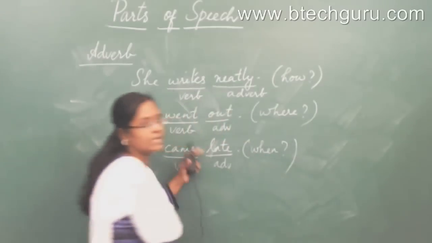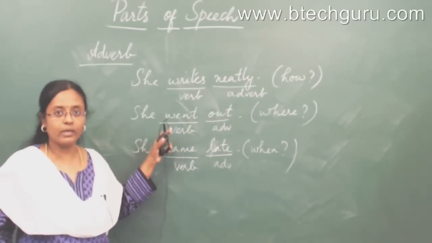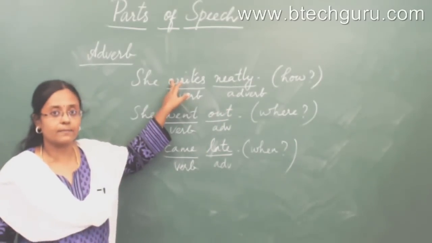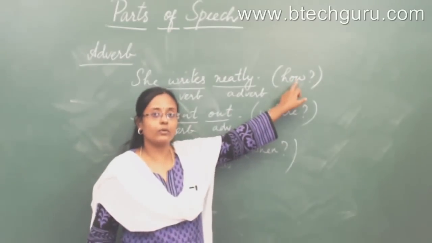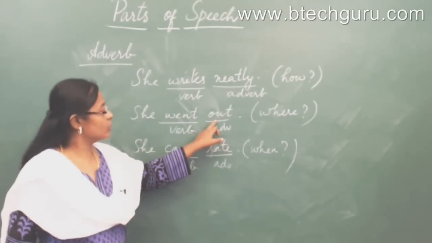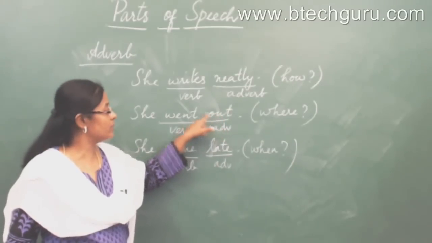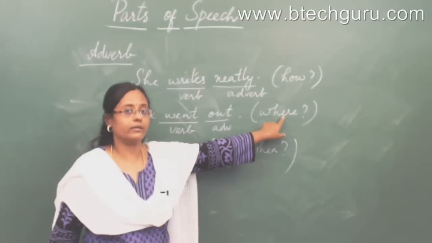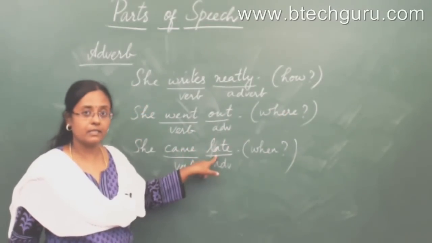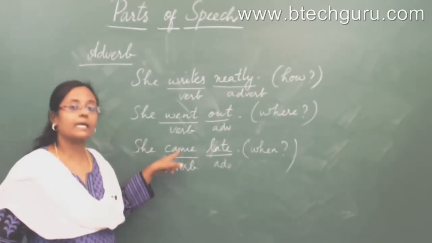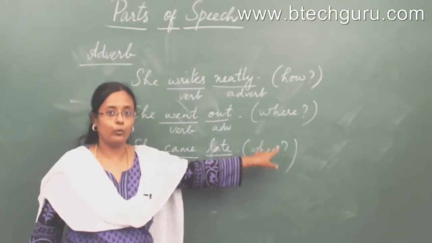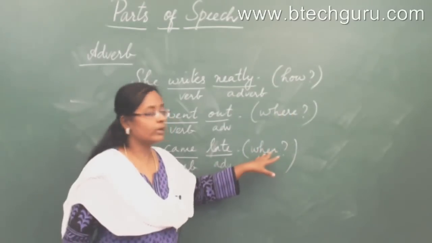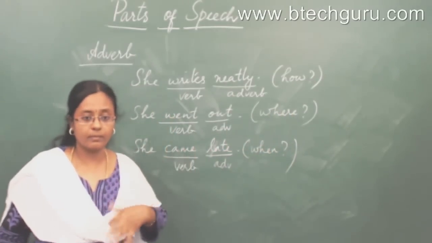See, in all these three sentences, the adverb adds more meaning to the verbs. See, this adverb adds more meaning to the verb writes. But it answers the question how. This word out adds more meaning to the verb went, but answers the question where. Here the word late adds more meaning to the verb came, but answers the question when. So an adverb answers questions like how, when, where, to what extent.